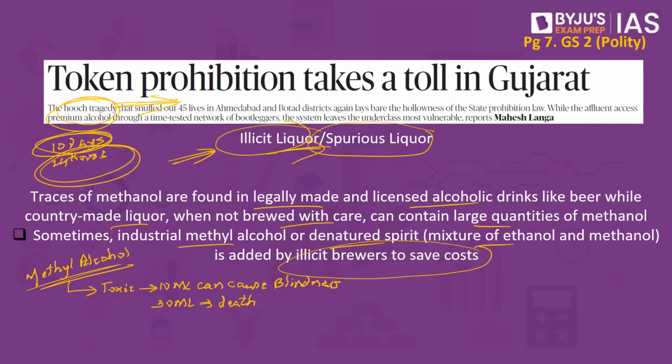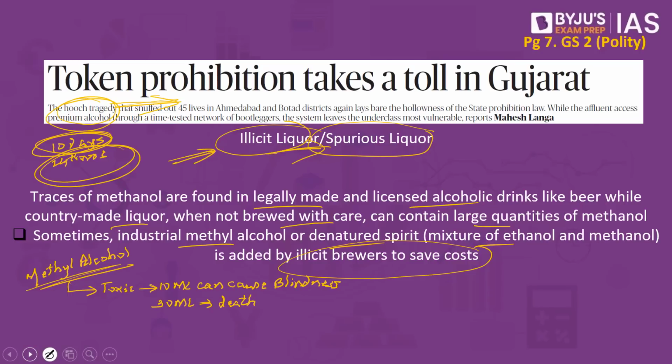Why do people fall prey to such liquor? That is because, for example, in the state of Gujarat or in the state of Bihar, liquor is regulated and banned. It is banned in multiple states. As a result, people who want to consume liquor do not have avenues, and they go for the underground market. And as part of the assignment, put in the comment section which states in India have imposed a ban on alcohol.